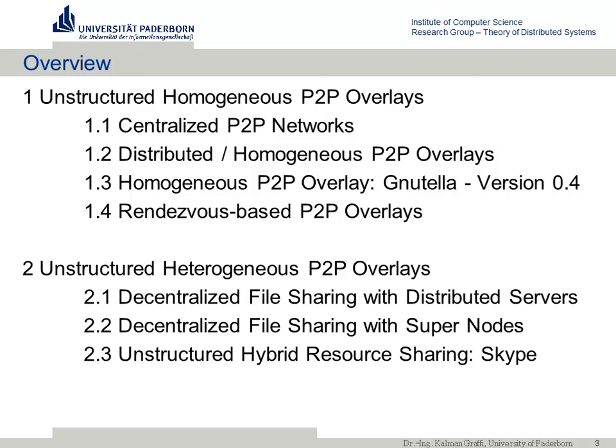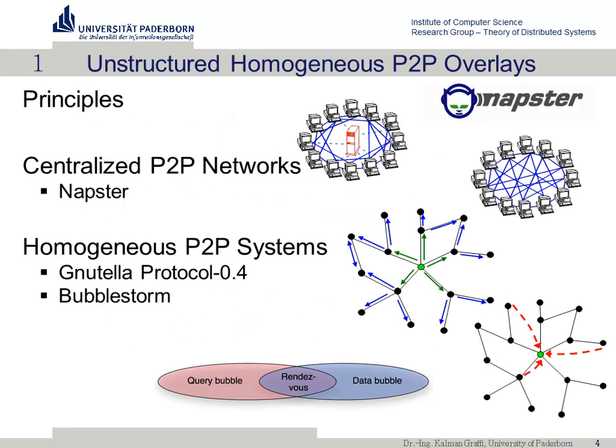Then we'll have a look at heterogeneous peer-to-peer overlays, which basically take into account the quality and the capacity of the peers, and see how this can be done with distributed servers, with supernodes, and how Skype does it, because they also use some peer capacity estimation. Okay, so let's start with the unstructured homogeneous peer-to-peer overlays.